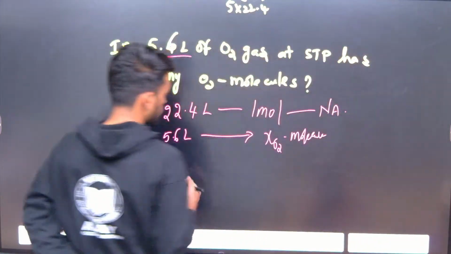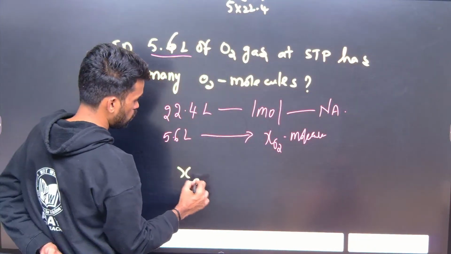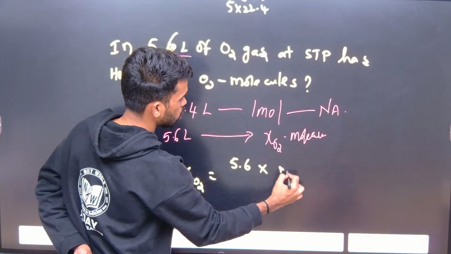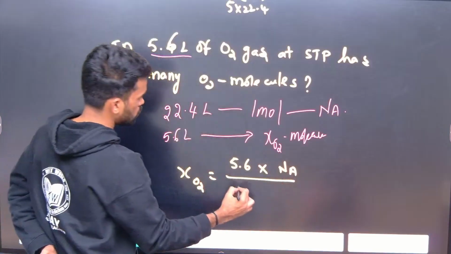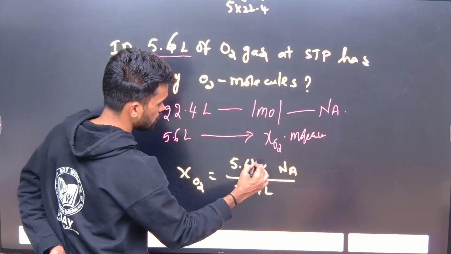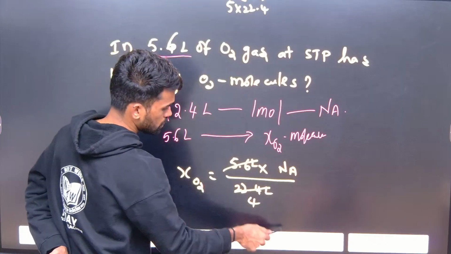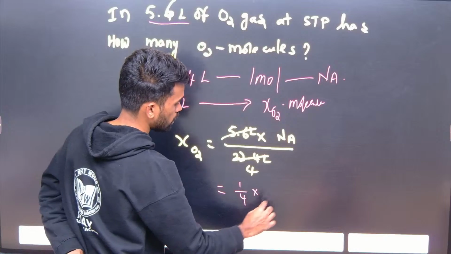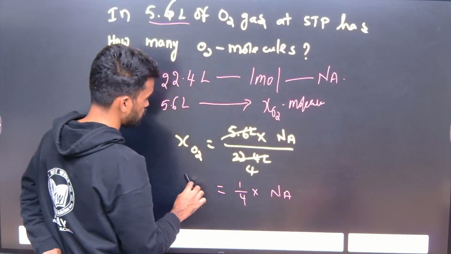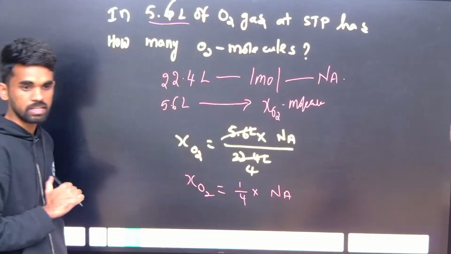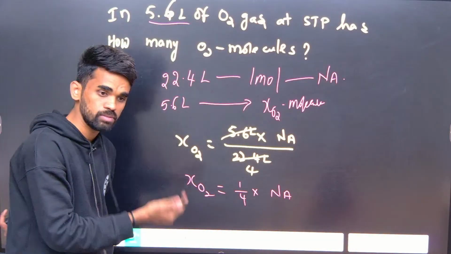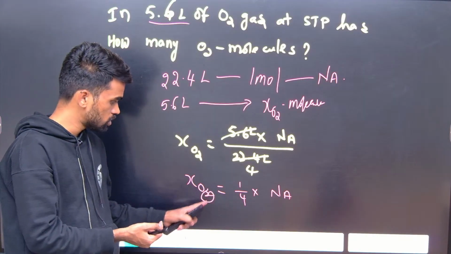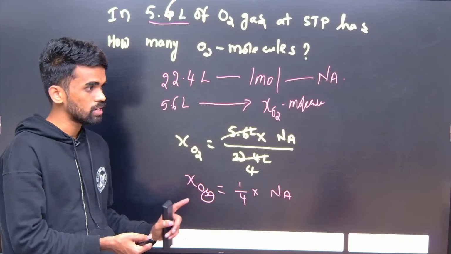X equals to X O2 will be equals to 5.6 into Avogadro number divided by 22.4 liter. Right now this will be 4, so that you got 1 by 4 into Avogadro number. This many number of O2 molecules are there. Is that clear? If they ask for atoms, multiply by atomicity. Atomicity is 2. So multiply here with 2. So that will be your answer.